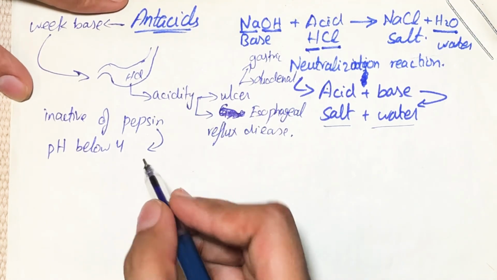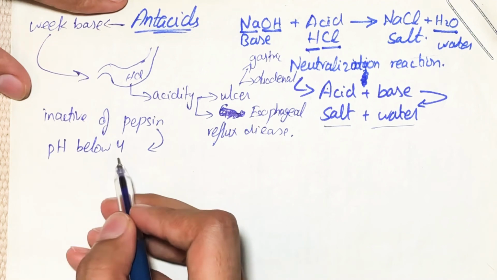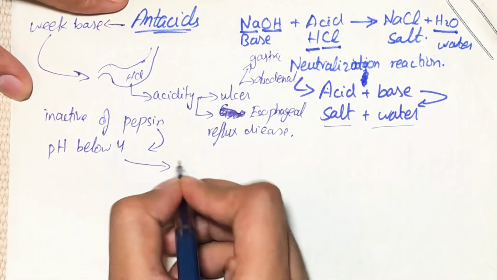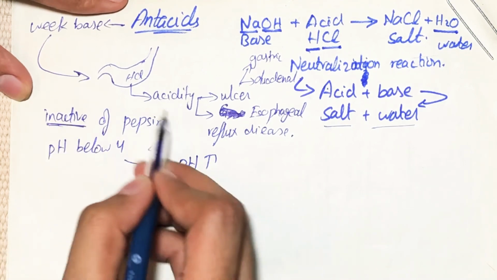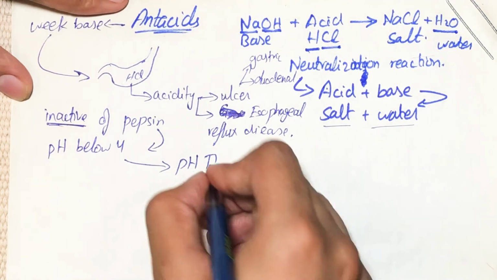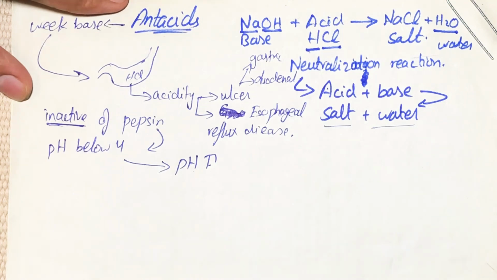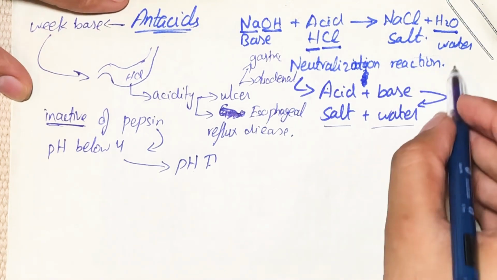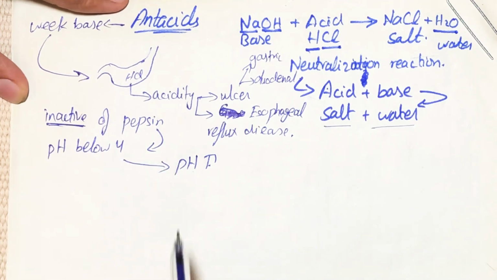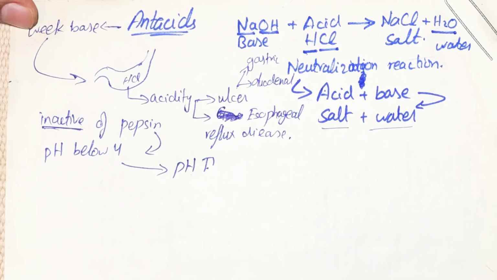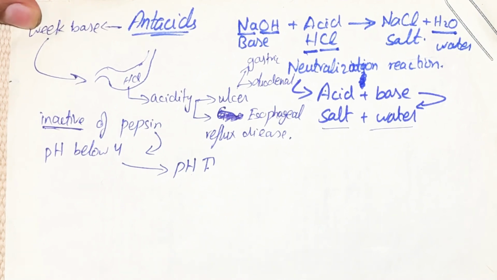But when there is intake of antacid, the pH of the stomach increases above 4. So in this way there is inactivation of pepsin, because pepsin requires a pH below 4, but now it is increased from 4. So it will not cause the activation of pepsin. So not only does it neutralize the acid present in the stomach, but it also inactivates pepsin, the proteolytic enzyme. And now how can you determine if an antacid is effective or not?